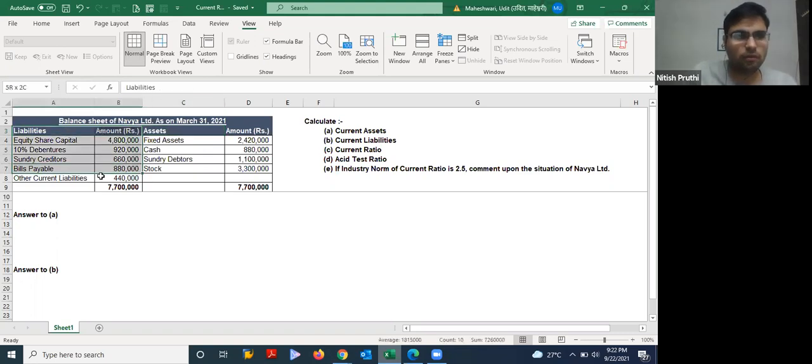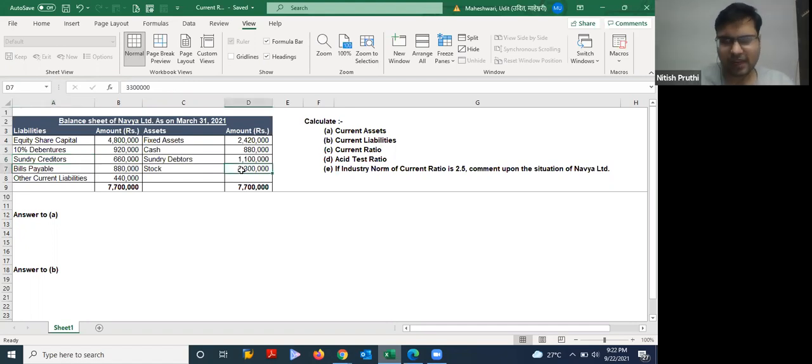Going through the balance sheet, you can see it has equity share capital of rupees 48 lakhs. Then they have 10% debentures on which they have to pay interest at the rate of 10%. Then salary creditors, bill payables, other current liabilities. Correspondingly, on the assets front, they have fixed assets, cash, sundry debtors, and stock.